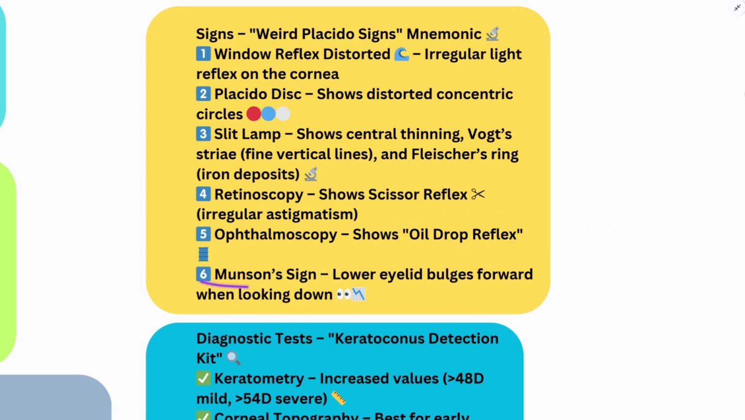And Munson sign. Here, for example, the cornea is in a cone shape. Because of this cone shape, while closing the eyelids, the eyelids will touch the cone shape of the cornea, which leads to the bulging of eyelids. So as the eyelids are trying to close the eye, they always get in contact with the bulge or the cone structure of the cornea, because of which it leads to eyelid bulge. Okay, so these are the important points that you must remember here.